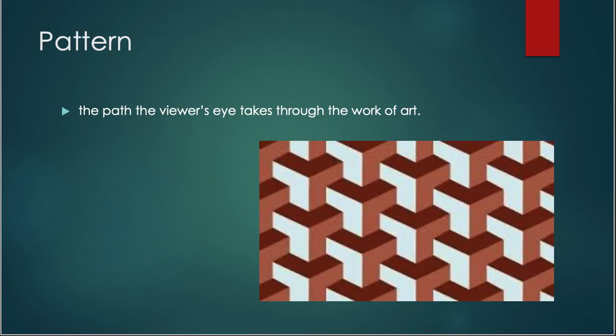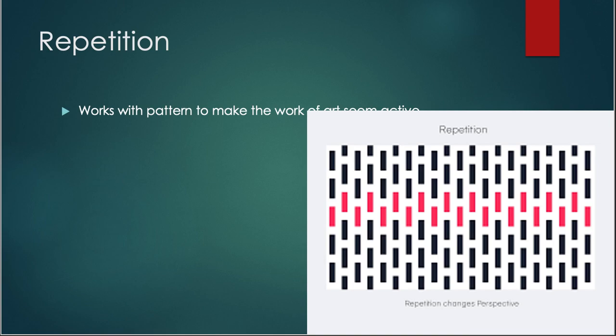Pattern, we can see kind of this repetitive design. Here, that's just a simple example of what a pattern is. It's the path that the viewer's eye takes throughout the work of art. Repetition. Repetition works with pattern to make the work of art seem active. The repetition of elements of design creates unity within the work of art.